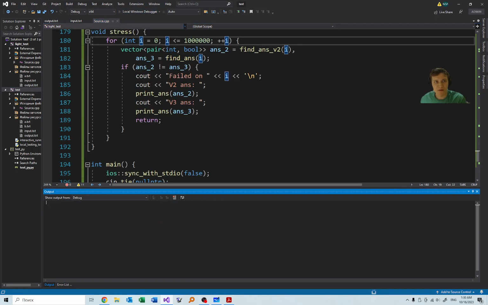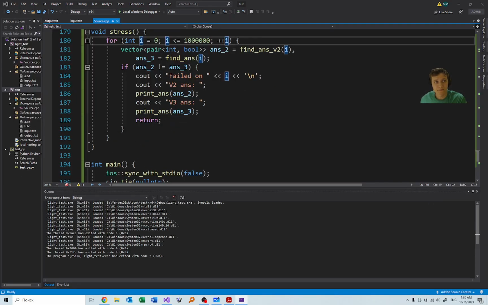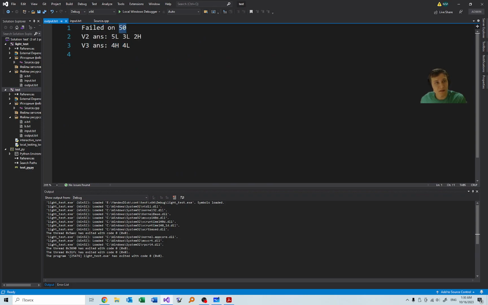Let's stress it with v2. Okay, it found something. Failed on 50. Yeah, because v2 found a bigger answer, as I said, with a bigger basic pyramid. 5 low. 5 low is 35, and 4 high is 14 plus 16. So it's 30. I guess it is 30. Yes, this is 30. This is 35.